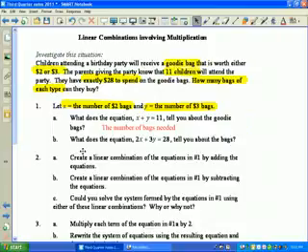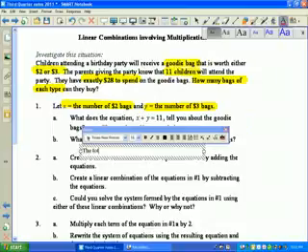So for B, what does the equation 2x plus 3y equals 28 tell you about the bag? Can we say the total amount to spend on bags?